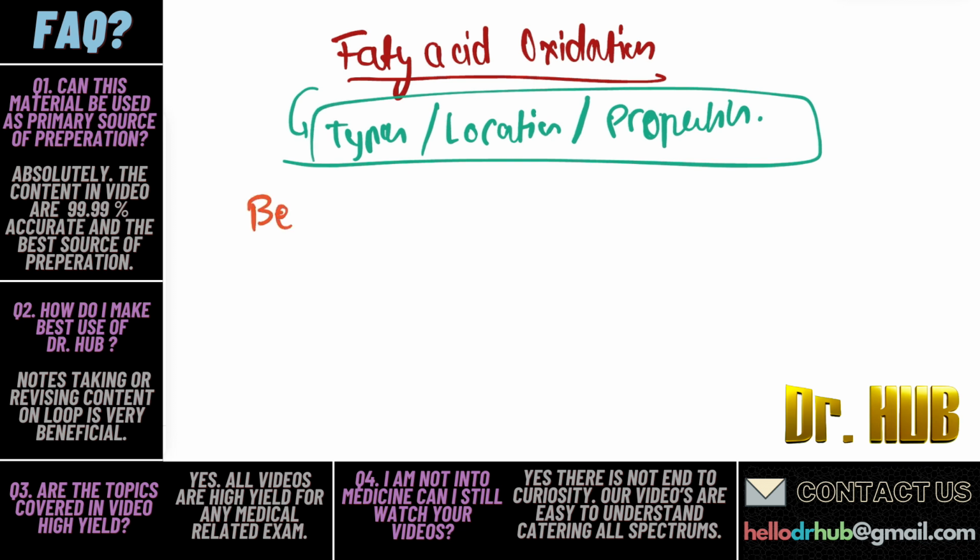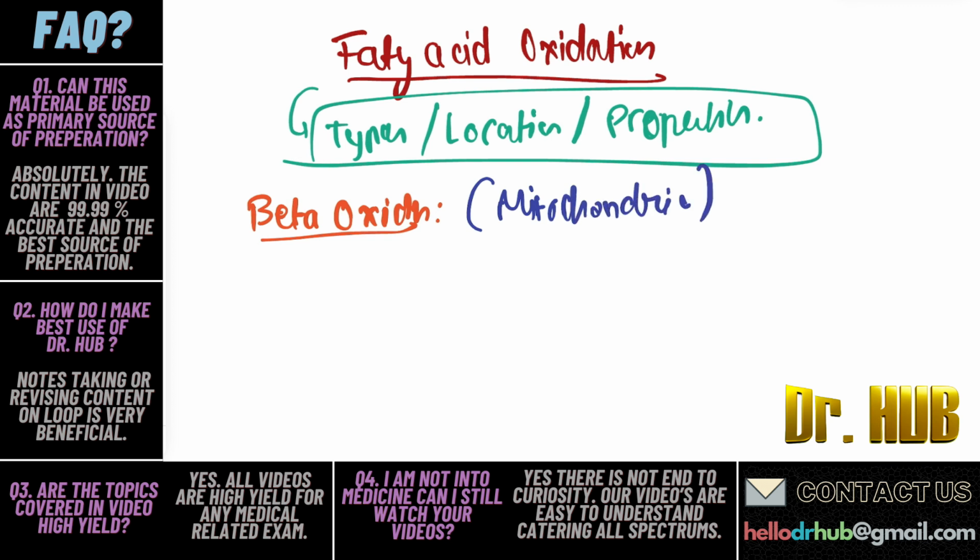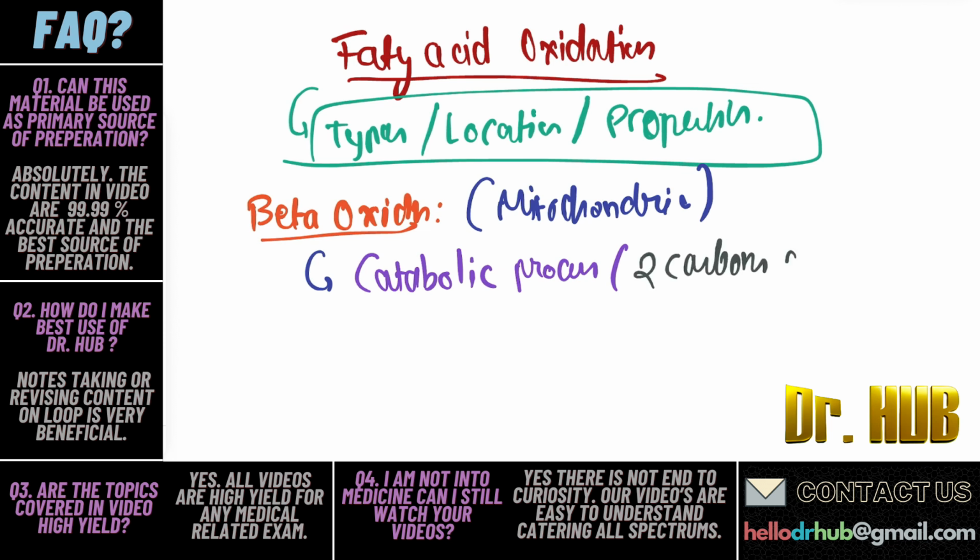So this beta oxidation, the location is present in the mitochondria. And what are the properties? It is a catabolic process by which two carbons are cleaved from the fatty acids.